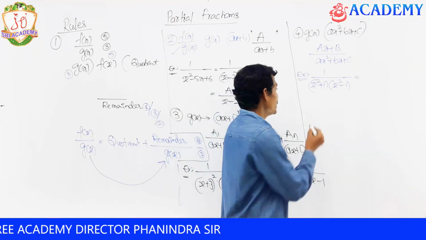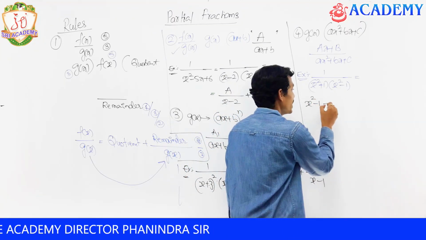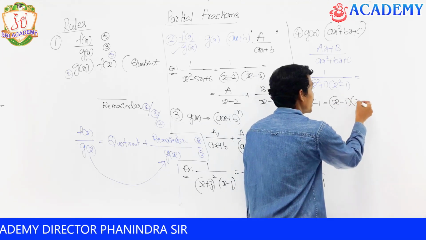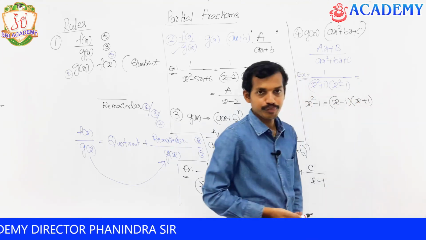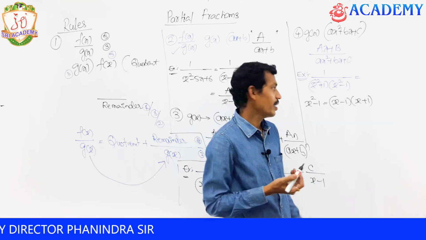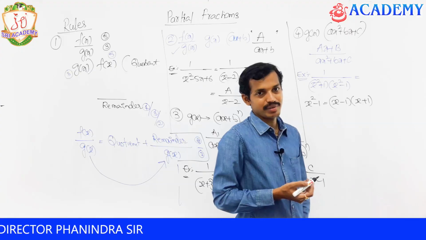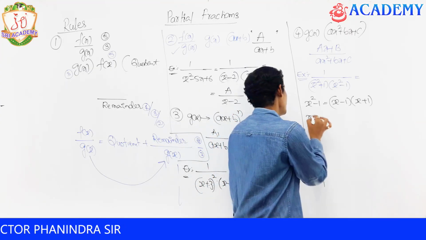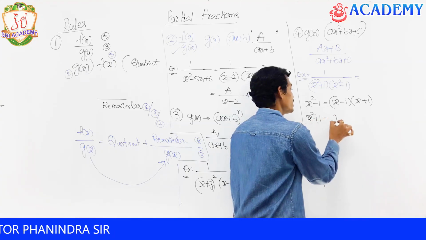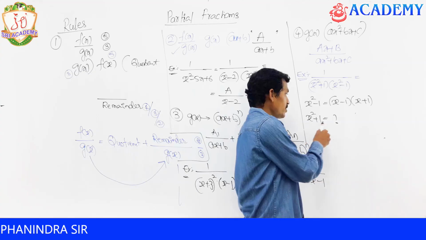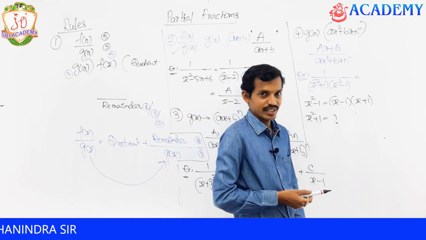x square minus 1 can be written as (x minus 1) into (x plus 1). This is a square minus b square, which equals (a plus b) into (a minus b). Does x square plus 1 have linear factors? Why? See, we are saying x square plus 1 does not have linear factors.